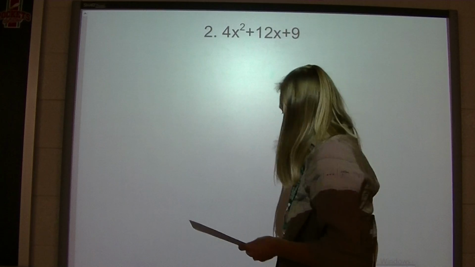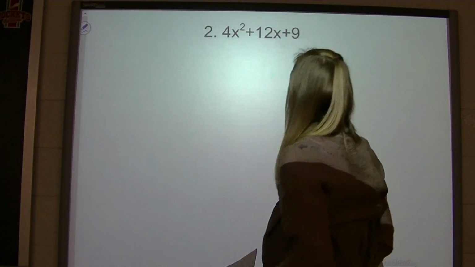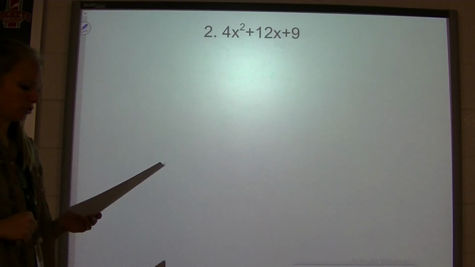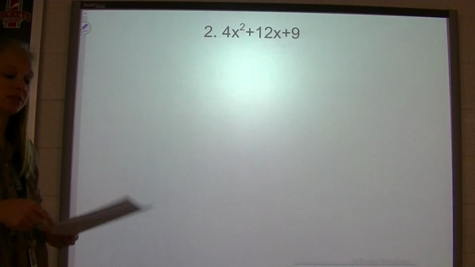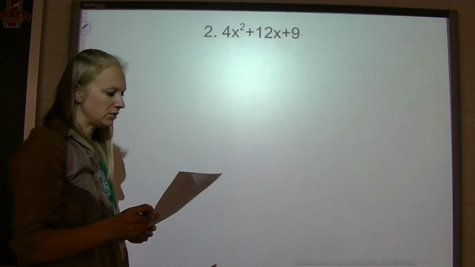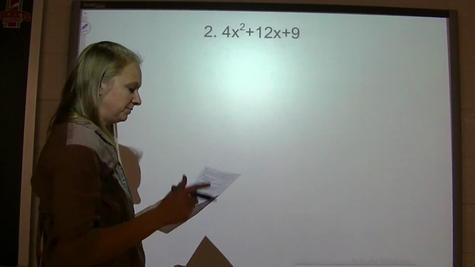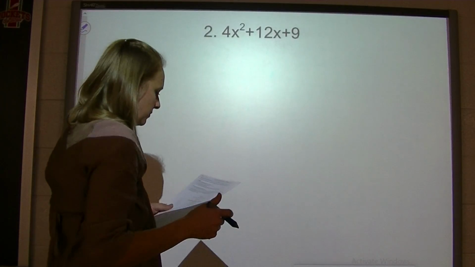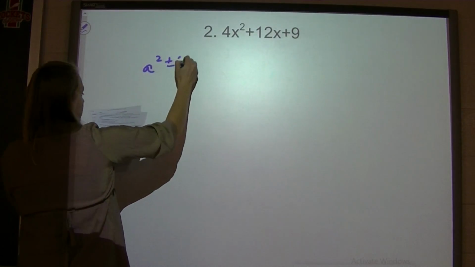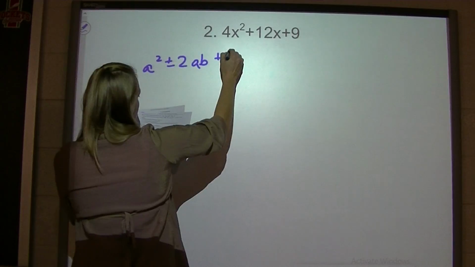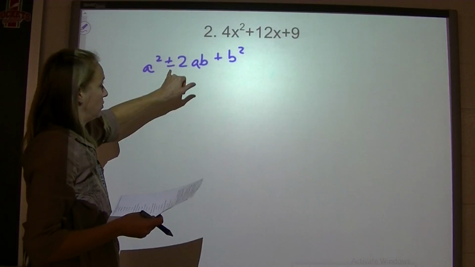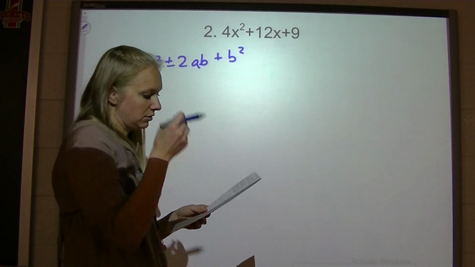Okay, question 2. Same thing, ask ourselves the first question, is there a common factor? 4, 12, and 9? No, there is not. So then, second question, is there a difference of squares? Again, no. We have 3 terms, so there's no way it can be a difference of squares. So third question, is there a perfect square trinomial? Okay, so that means, do we have a squared plus or minus 2ab plus b squared? This just means 2ab could be positive or it could be negative. It could still be a perfect square no matter what.